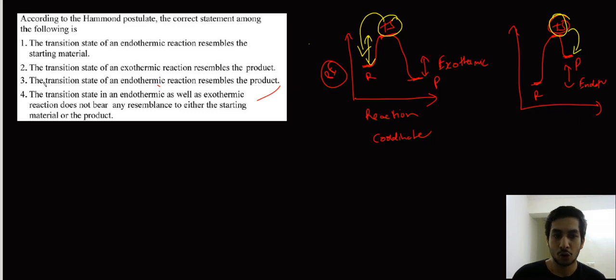So if you see the two options, the third option states that the transition state of an endothermic reaction resembles the product. Okay, so this is an endothermic reaction and the transition state is closer to the product, so it resembles the product, and that is why the correct answer over here is option number 3.